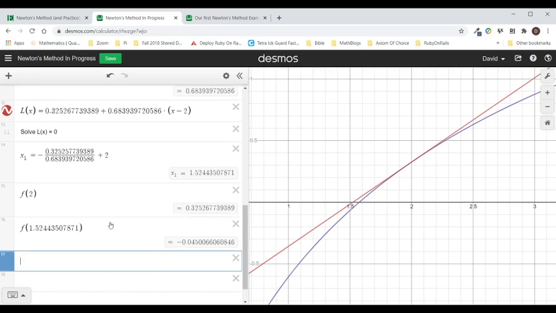Now, what did I want to get? I wanted to get 0. Did I get 0? I did not, right? How much closer did it get to 0 than my original first guess? It's literally 10 times closer to 0 than my original first guess. So this 1.52 blah, blah, blah is a much, much, much better estimate to the actual solution than 2 was.